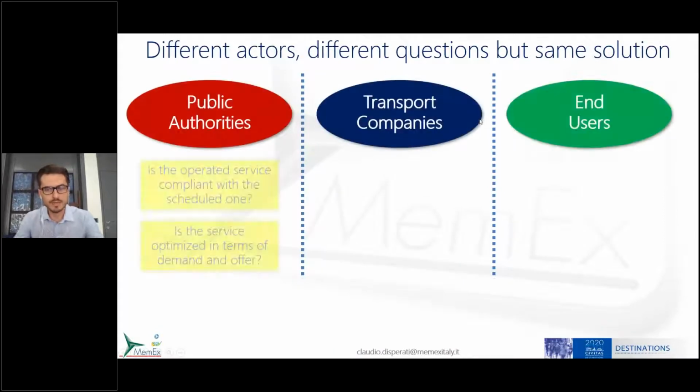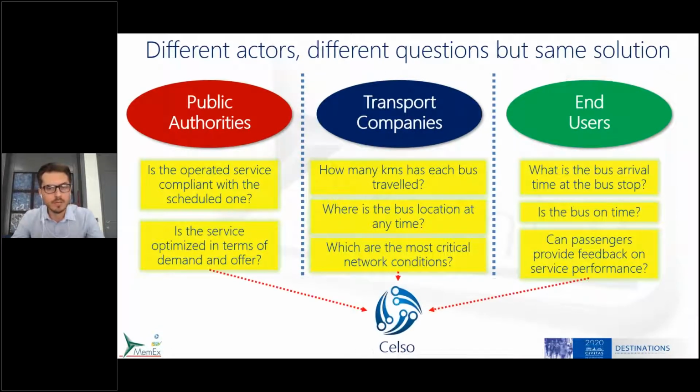Each one of these services mentioned before presents several stakeholders, which are the public authorities, the transport companies, and the end user. And each one of these actors presents several needs and several problems to be solved. As an example, the public authorities could be interested to know if the operated service is compliant with the scheduled one, or if the scheduled service is optimized in terms of demanded offer.